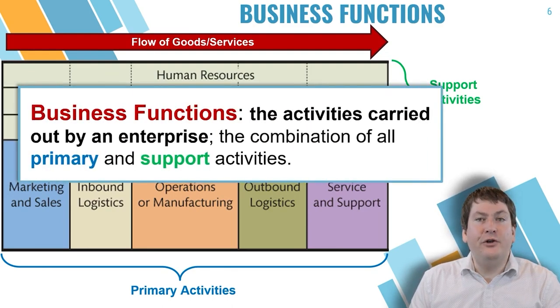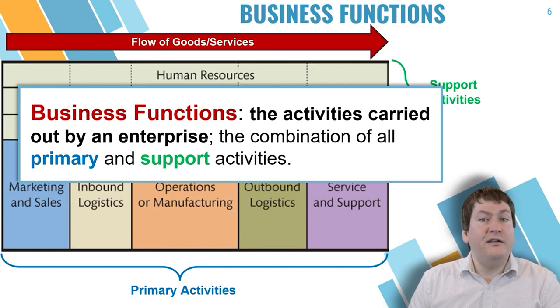So what does this all have to do with business functions? Well, each of these activities, both primary and supporting, are business functions. Business functions are the activities carried out by an enterprise. They're the combination of all primary and supporting activities. These basic functions are present to some degree in almost all businesses across all industries. So it's really important to understand each and its contribution to the business's goals and objectives.